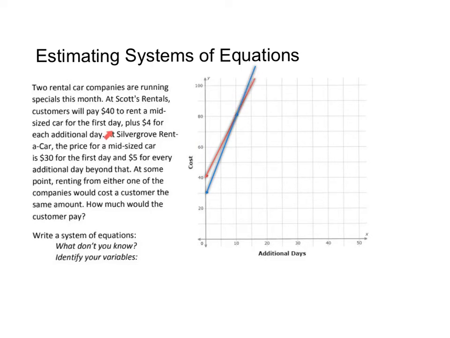And then in blue is the other company, Silver Grove Rentals. Well, you start at $30, which is a little cheaper, but then it goes up $5 a day. So then after 10 days, it is also at $80 with an additional $30, and then it just keeps going up.